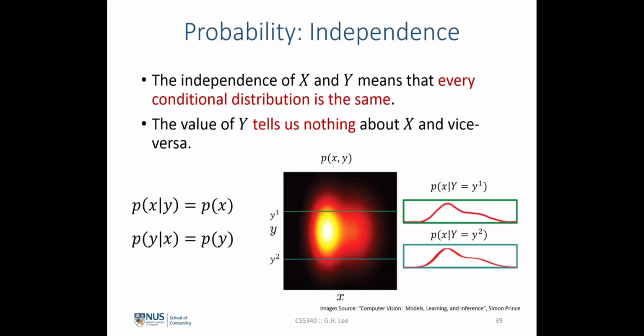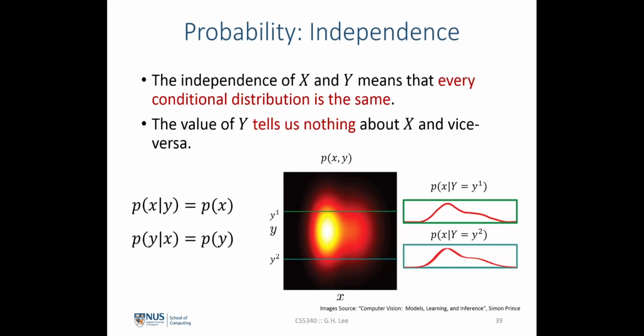The next thing that we need to define is the independence of probability. When we say that two random variables x and y are independent, it means that every conditional distribution is the same, and observing y to take any value actually tells us nothing about x, and vice versa.